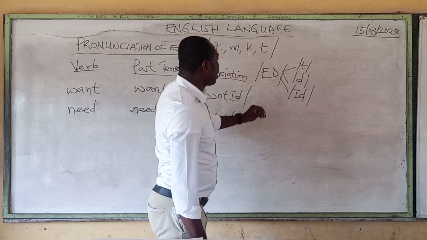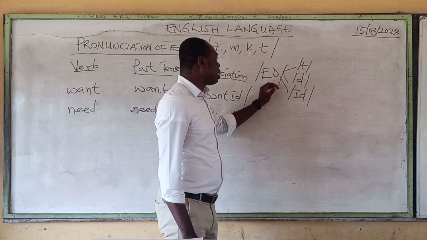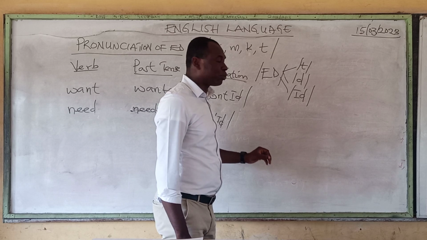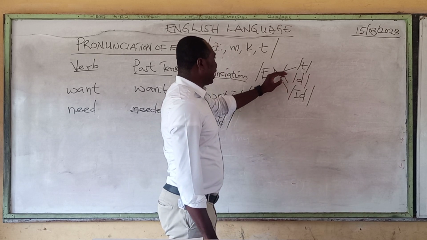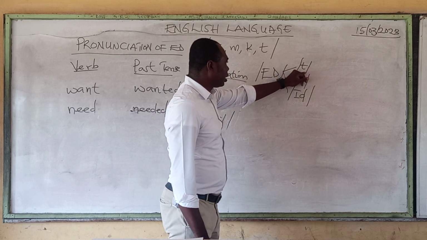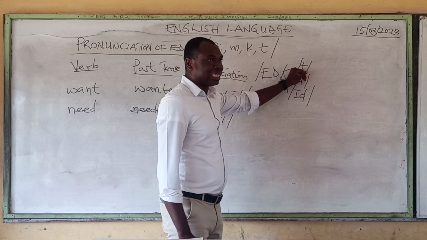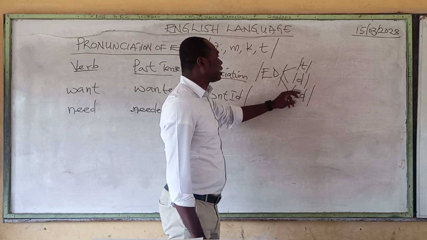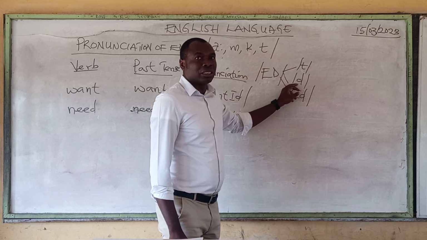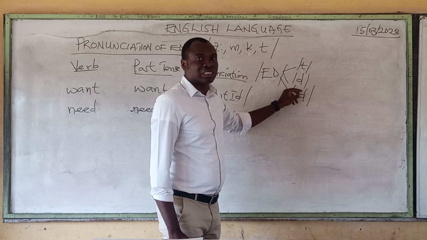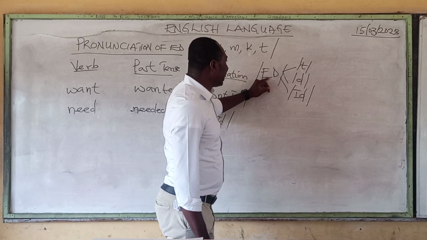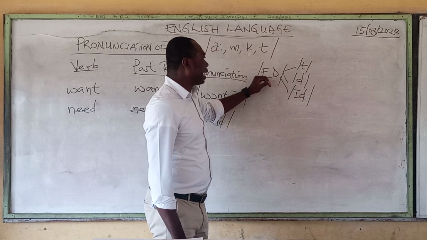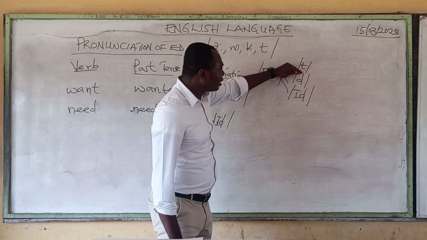So now, these are the three ways of pronouncing ED when added to regular verbs to form the past. It's pronounced as t when the verb is ending in a voiceless sound, and ED is pronounced as d when it is ending in a voiced sound. And also, ED is pronounced as id when the verb is ending in the sound t or d.